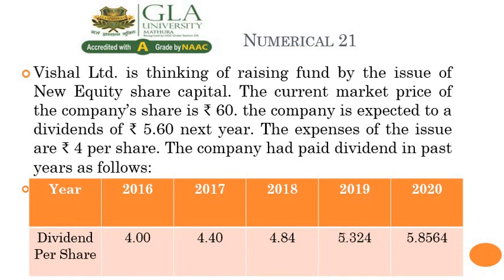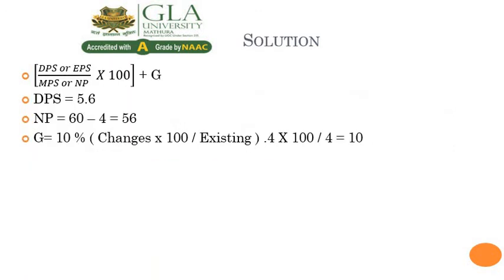Whichever one you calculate, if this is existing, then that is the change. In each and every condition you find your growth rate is only 10%. Okay.